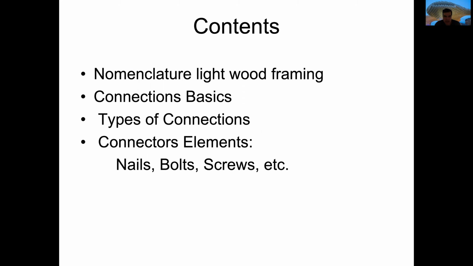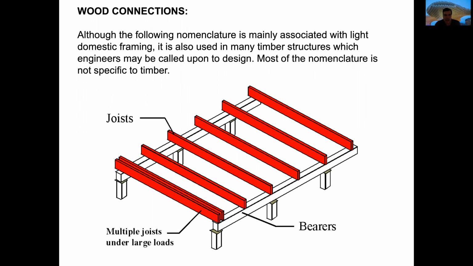In this class, we will study the nomenclature of light wood framing. That is a review of something that we already looked at before. We will introduce connection basics, types of connections, and connection elements like nails, bolts, screws, etc. About good connections, first, we need to study a nomenclature.